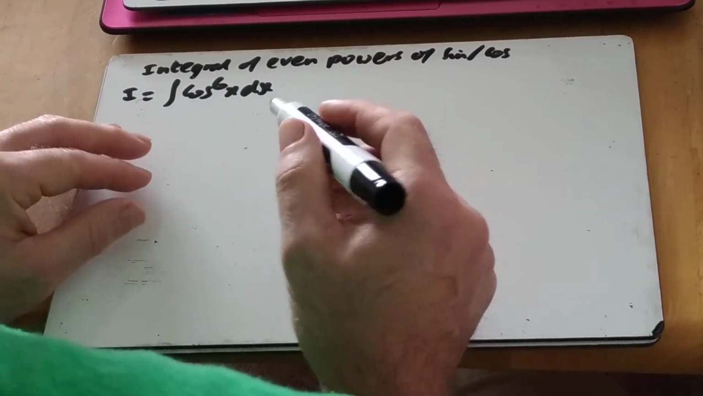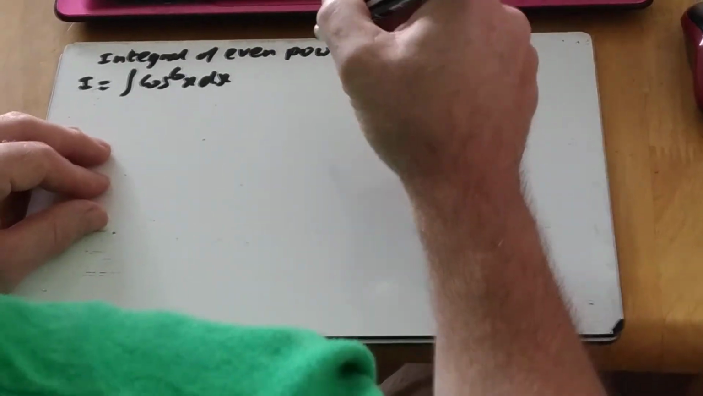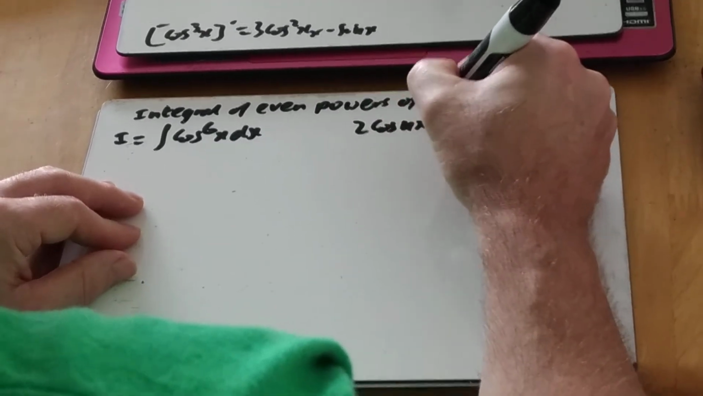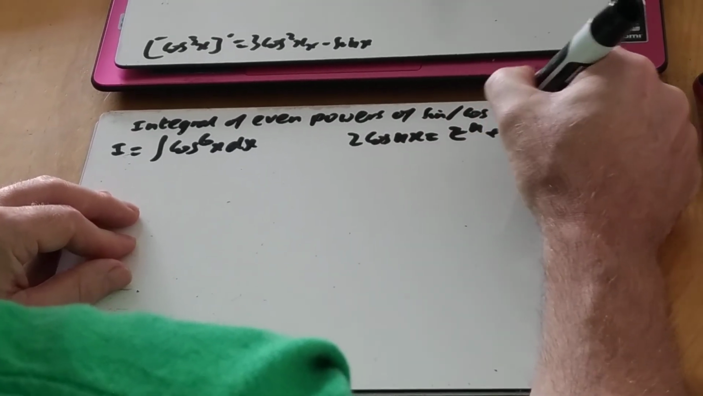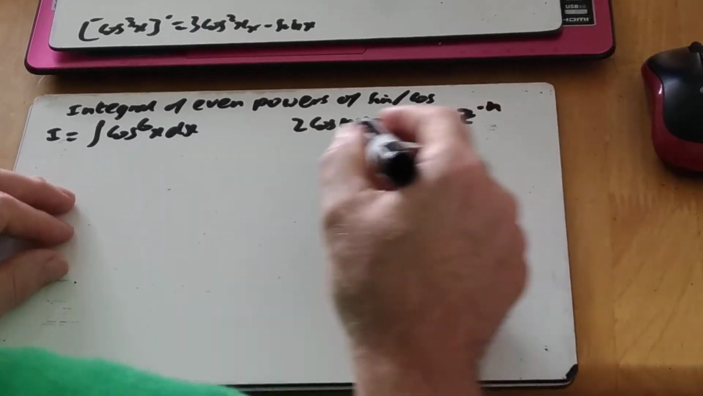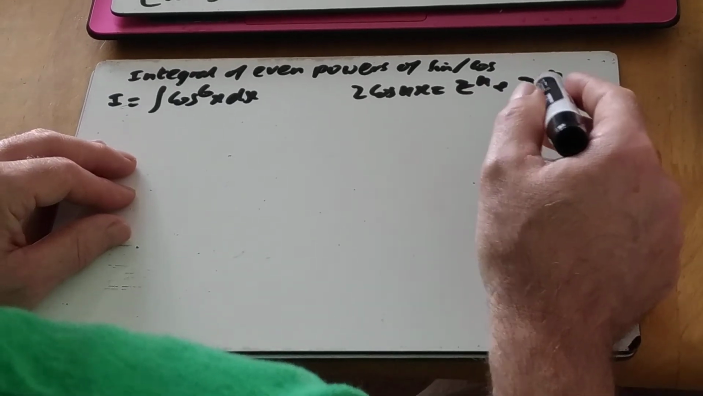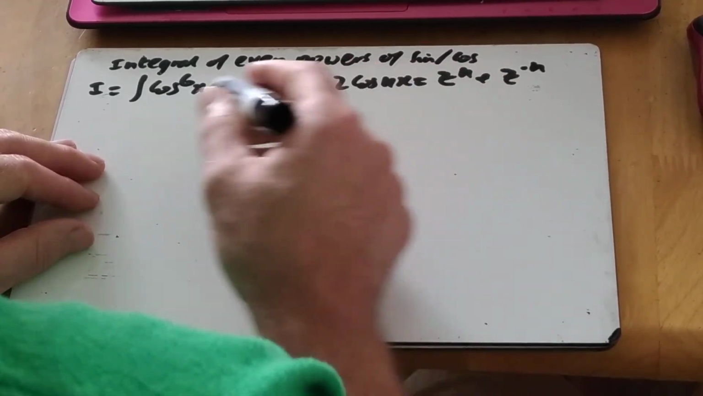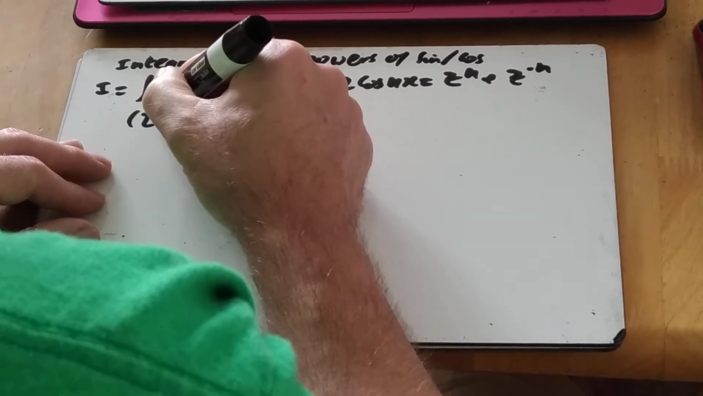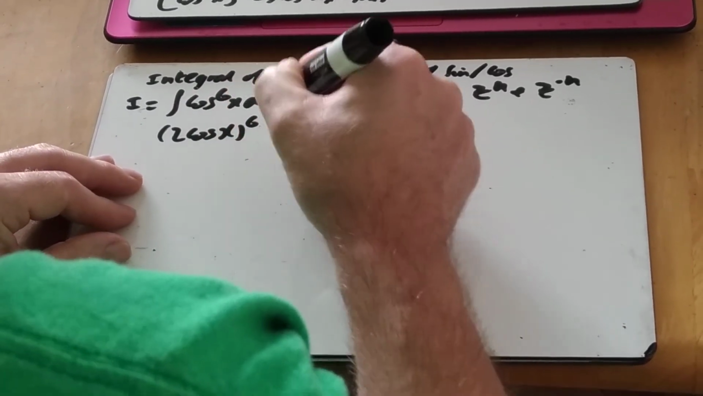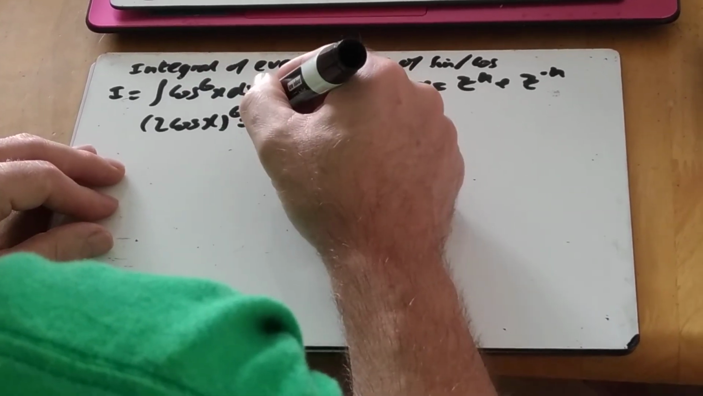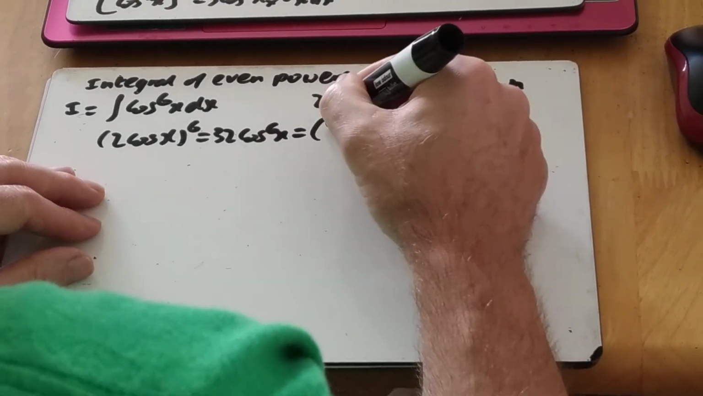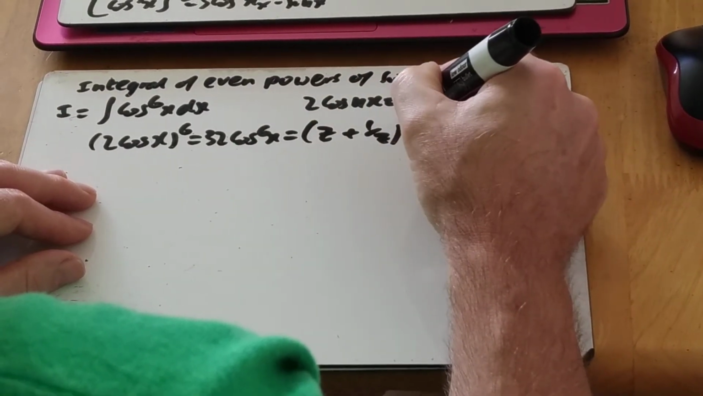You wouldn't, I don't think, get this question on its own, but you would have to consider this idea here: 2 cos nx equals z to the n plus z to the minus n, which comes from De Moivre's theorem by eliminating the i sine part of it. And what I can do with this, if I want cos to the power 6, is consider (2 cos x) to the power 6, which is 32 cos to the 6x, and that will equal (z plus 1 over z) to the power 6.